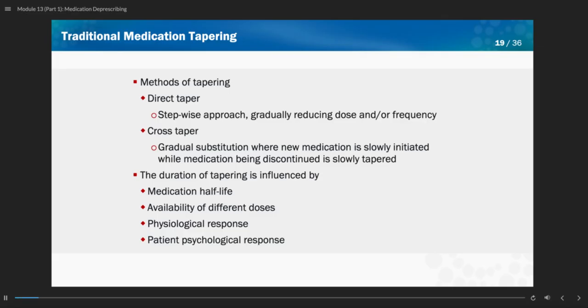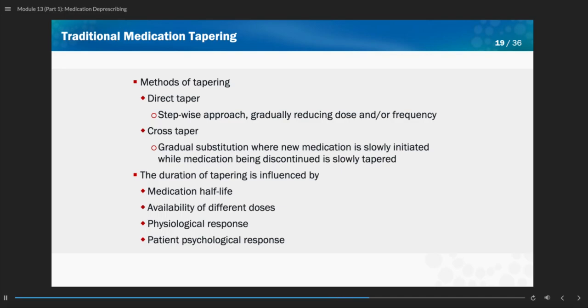Medication tapering is another option for deprescribing when compared with abrupt discontinuation. Tapering may be used to describe the gradual reduction of either the dose or the frequency of a medication, and this could eventually lead to discontinuation. It may also be used to describe the gradual decline of one medication planned for discontinuation while you slowly increase the dose or frequency of the medication being used to replace the initial medication.